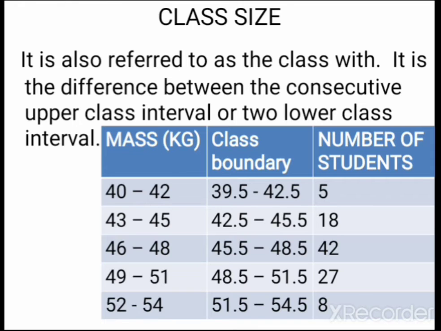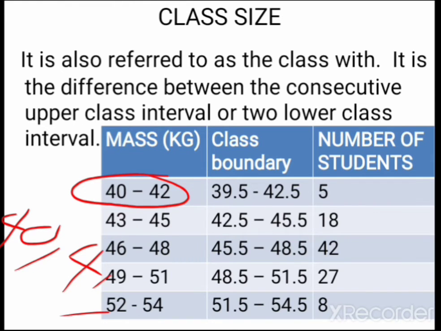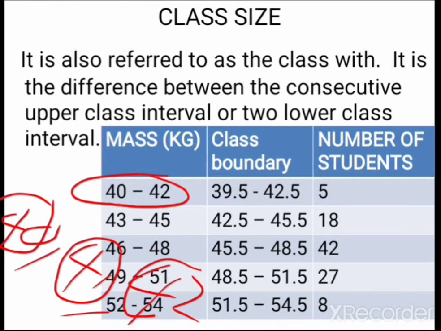That is, from our example, our first class is 40 to 42. So it tells us that 40 can fall into this class, 41 can fall into this class, and 42 also can fall into this class. So you have three categories of numbers that can fall into this class: 40, 41, and 42. So the class size is 3, because we have three categories of numbers that fall into the class.